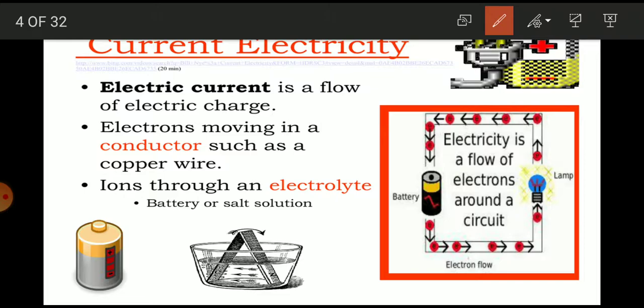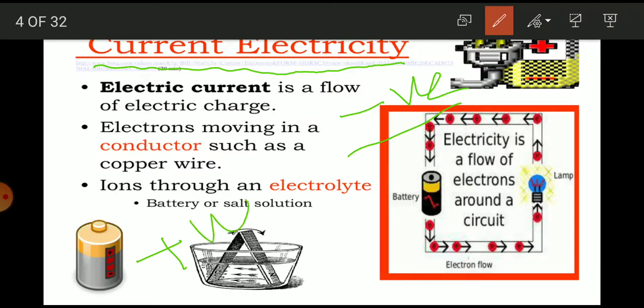Current electricity is the flow of charges in a state of motion. If electric current is due to the flow of negative charges, flow of electrons, then it is called electronic current. And if it is due to the flow of positive charges, it is called positive current, conventional current. Electric current is a flow of electric charge, electrons moving in a conductor such as copper wire.